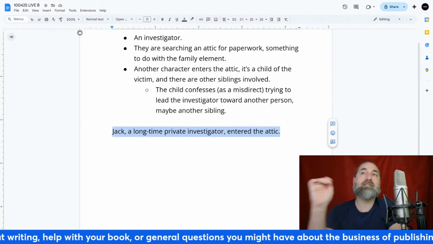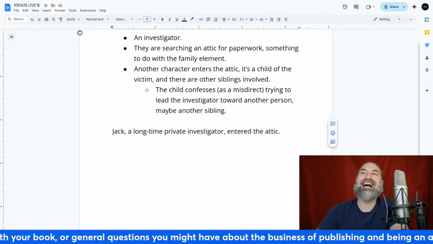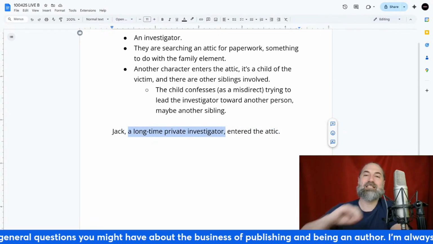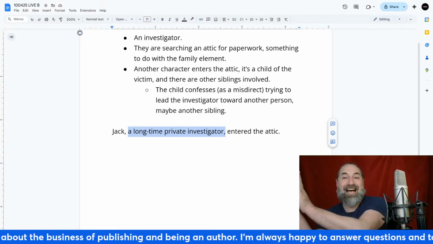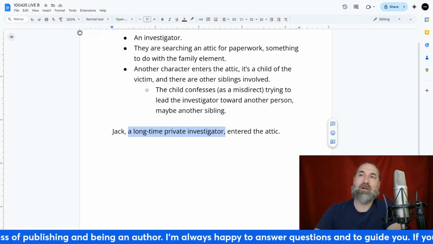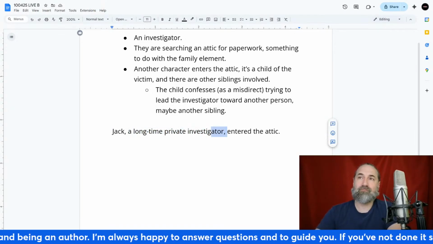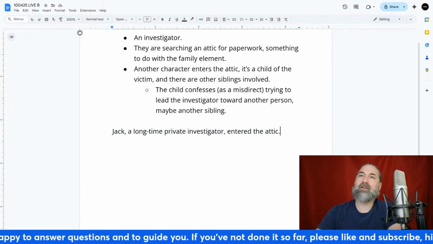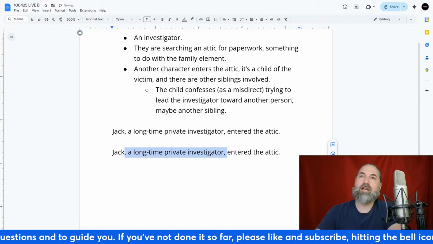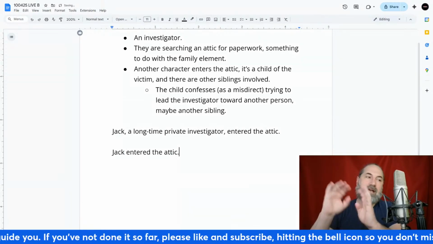And the reason is because we are diving, we are exploring information and we are creating asides. A long-time private investigator is an aside. This version would be a faster pace. Jack entered the attic. Okay?